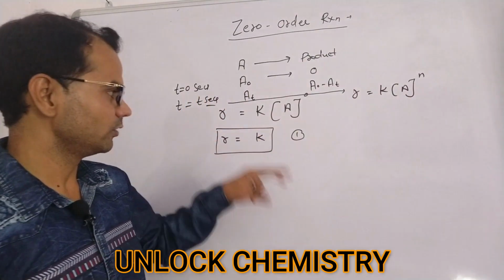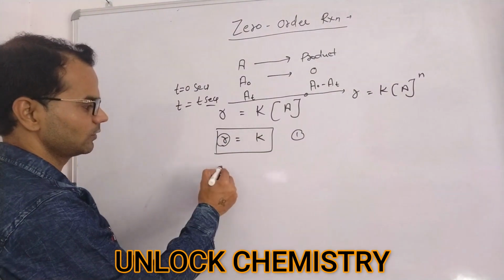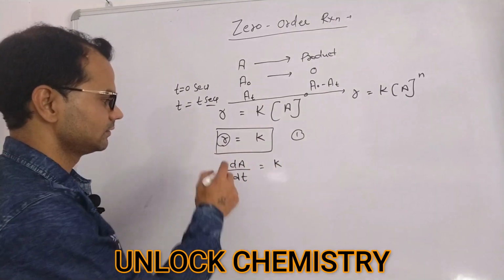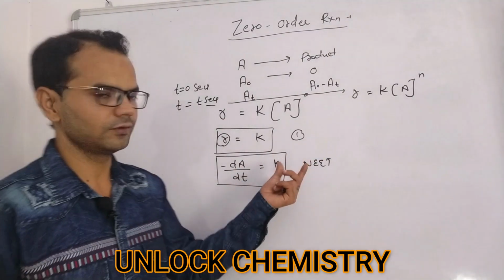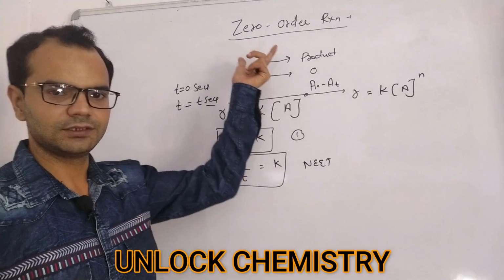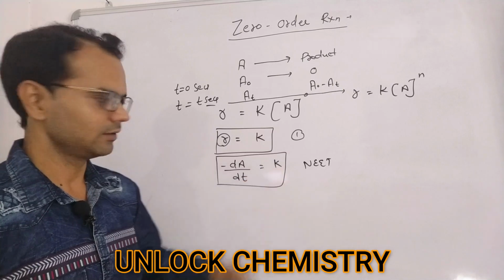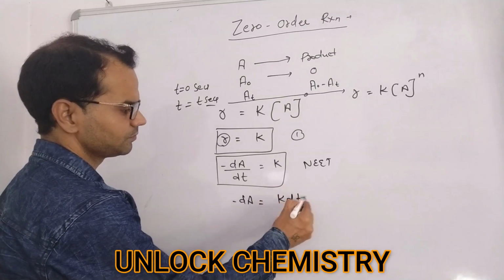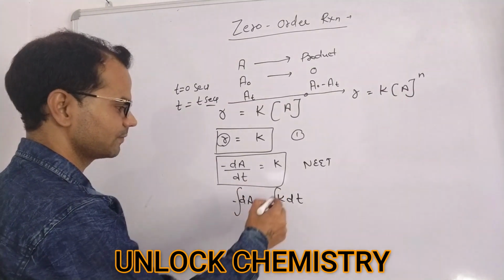Easy. So R equal to K. R is the rate of reaction, change in concentration by time. So R is written as minus dA by dt equal to K. This question has been asked in a NEET exam. For what type of reaction is this conclusion applicable? So this is applicable for a zero order reaction. Easy. Minus dA by dt equal to K. We can solve it. Minus dA equal to K dt. d represents a small value, so we can integrate it with respect to time t.